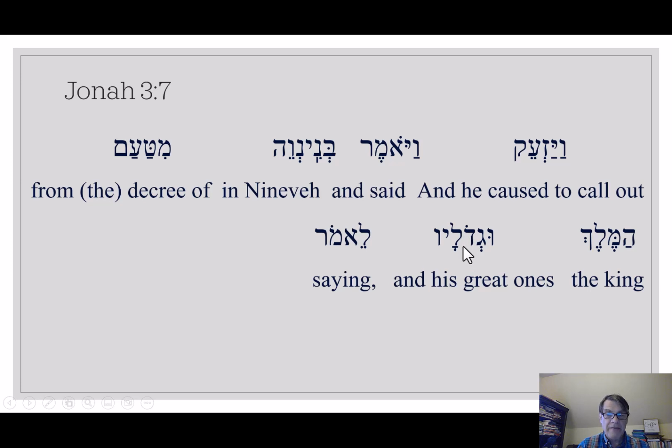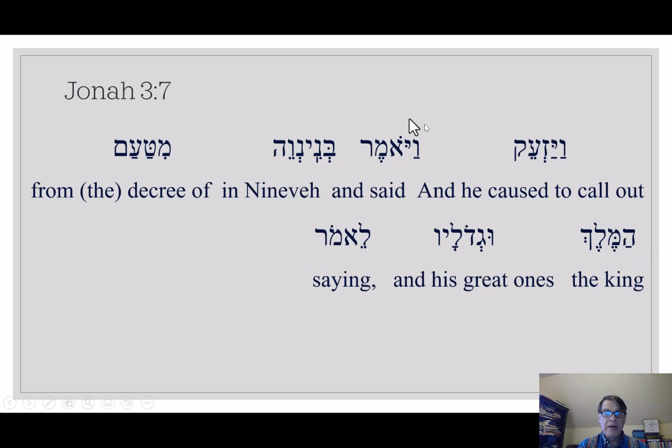Notice that this is written defectively. There's normally a vav after the dalet. The yod is what tells you it's ones, plural. It would be gadolim if it were absolute, or gadolei if it were construct, although I don't know if it's an adjective. But anyway, from the king and his great ones.